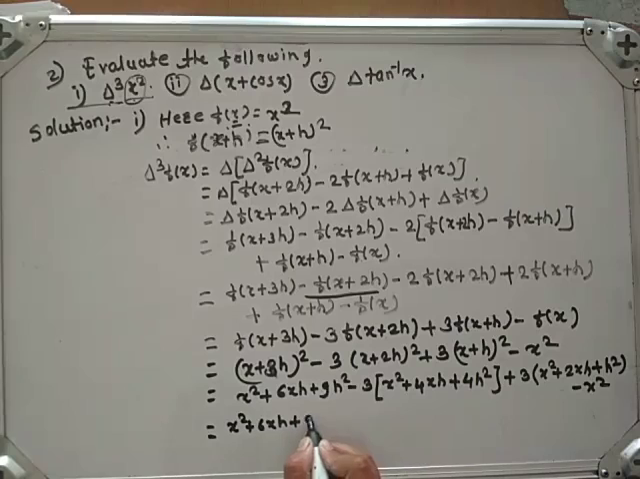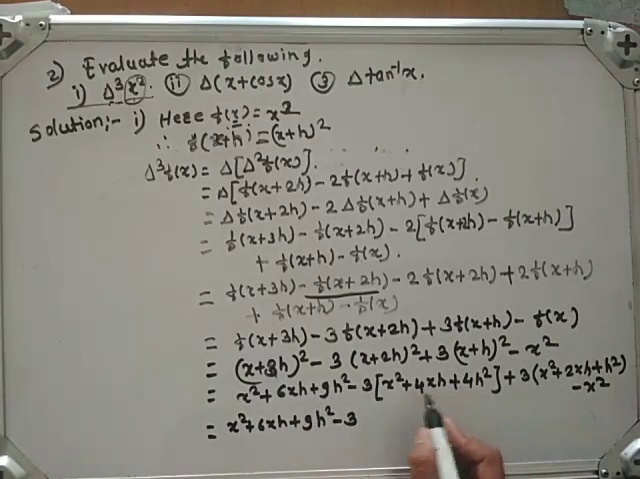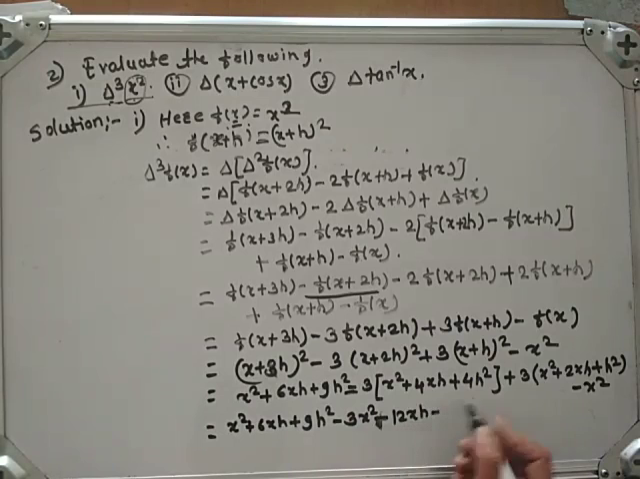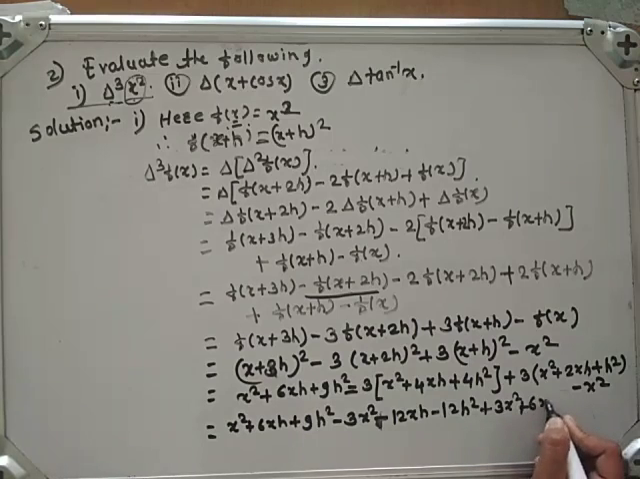Which is equal to x square plus 6xh plus 9h square, minus, multiplying this bracket by 3, we get 3 into x square, so here it is minus 12xh minus 12h square, plus 3 into x square plus 6xh plus 3h square minus x square.